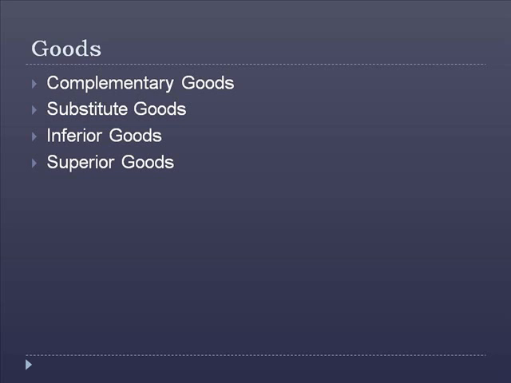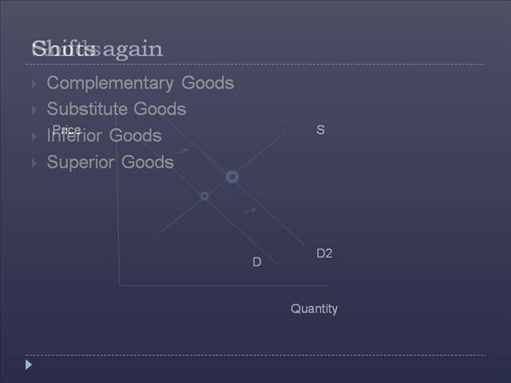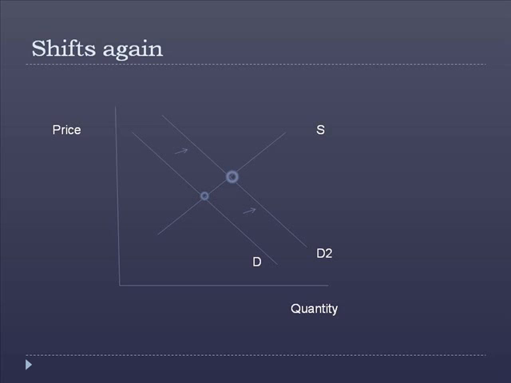Hopefully you said the demand went down. The more money you have, the less likely you are to go for the cheapo good. So for the superior good, that moves in the same direction as an income change. You have more money, you want more of the preferred good. We now have shifts of the curve.